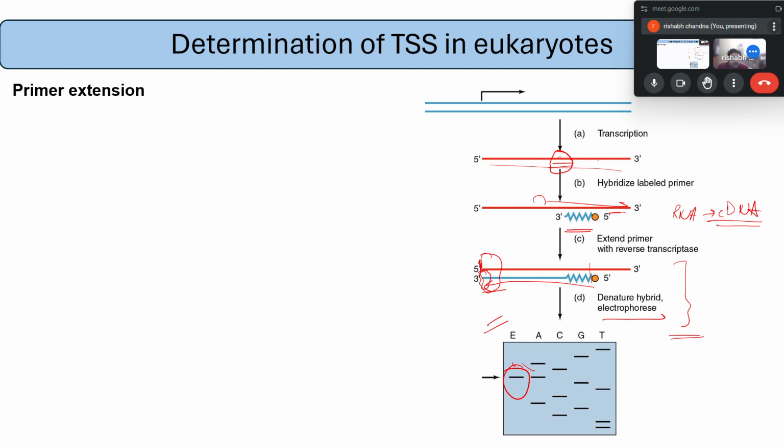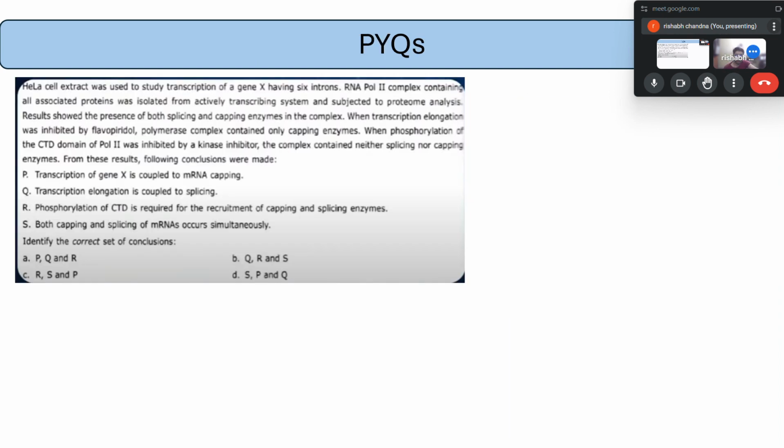Okay, so this leads to the end of the eukaryotic transcription and the RNA processing part followed in the eukaryotes. So now we'll be seeing some of the previous year questions asked in different competitive examinations, basically CSIR NET, related to RNA processing and eukaryotic transcription.